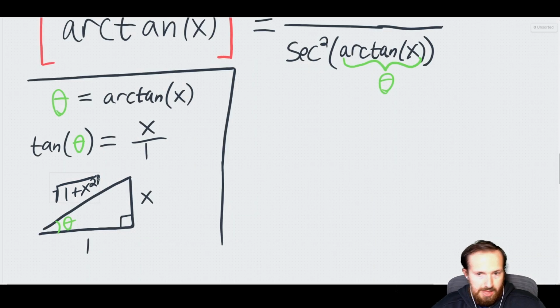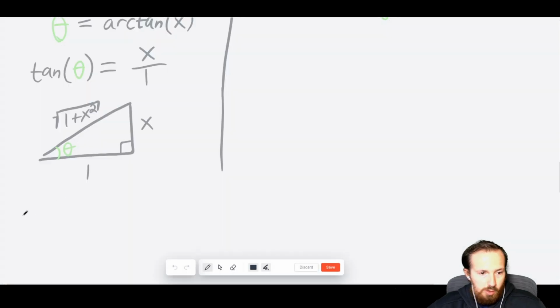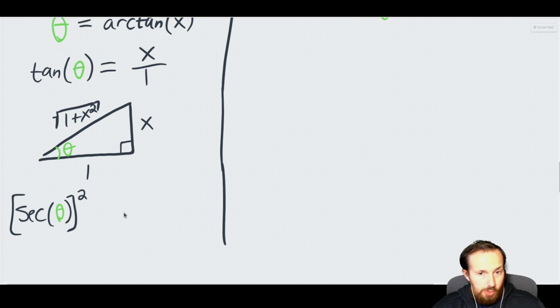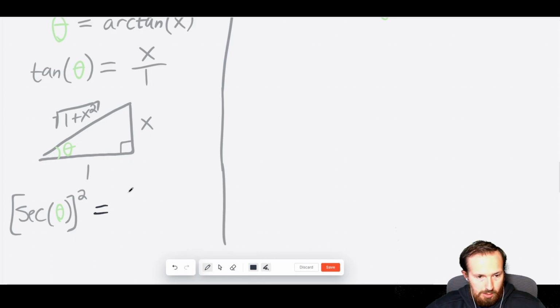And if I take that, remember what we're trying to find is secant. What is secant? Secant is 1 over cosine. So we're trying to find secant of theta, the whole thing squared. Secant of theta is 1 over cosine, and cosine is the adjacent over the hypotenuse. So hopefully it makes sense that secant is the reciprocal of cosine, which is hypotenuse over adjacent. So in other words, this is going to be the square root of 1 plus x squared, and then the whole thing squared.